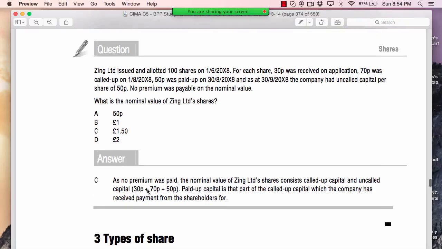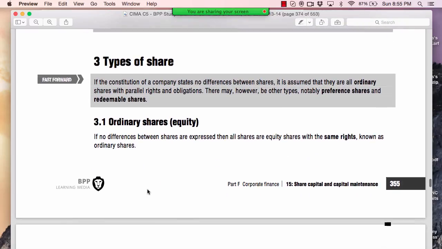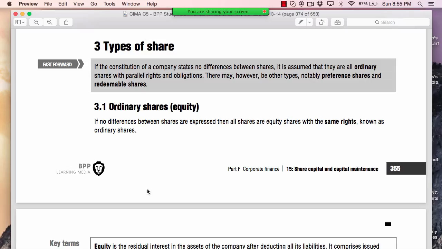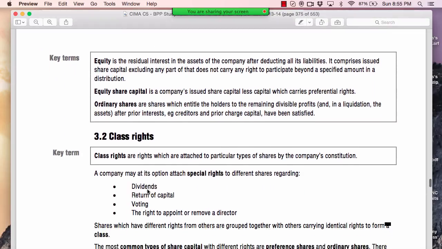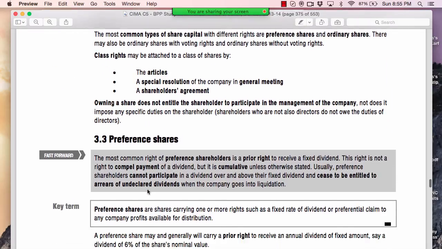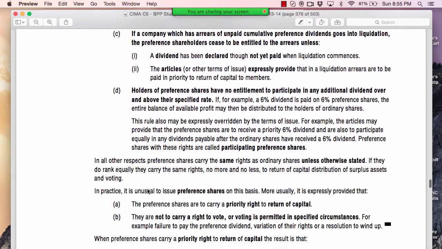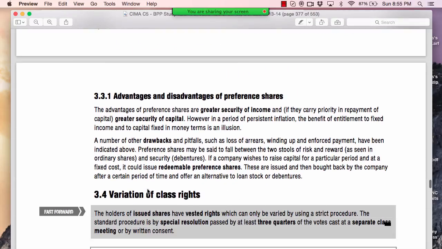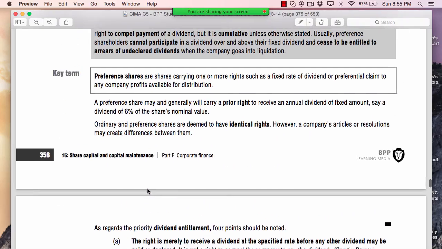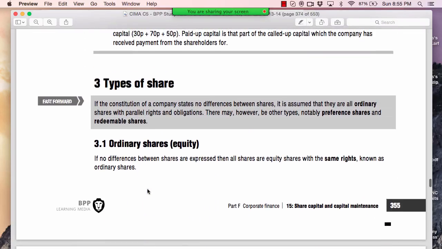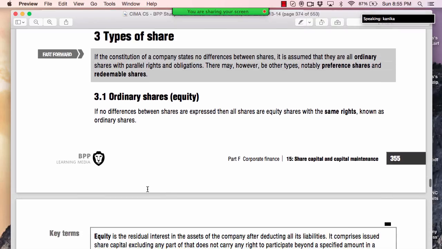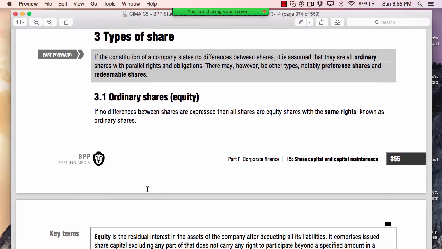Okay, now let us go into types of shares. We have different types of shares, isn't it? We've got ordinary shares, and then we have class rights, and preference shares. So preference shares and ordinary shares are the key terms that we need to know. Class rights are like rights in different classes of shares. Correct. Like the rights for every class. Oh, okay. Yes, so different classes, that's what it is.